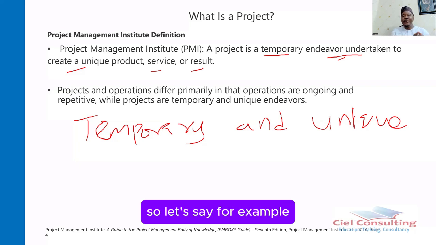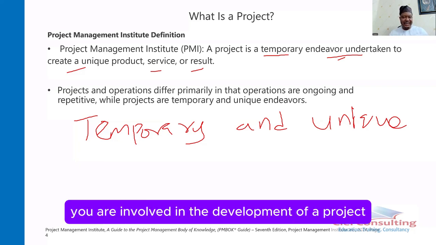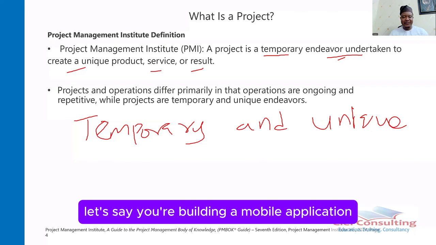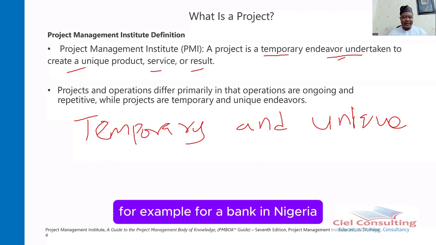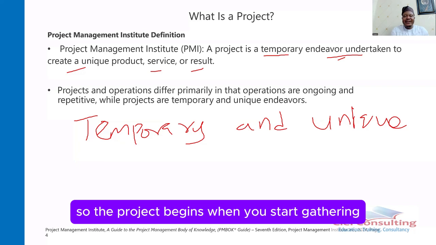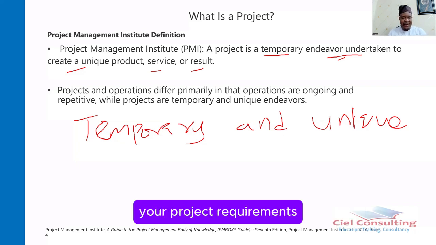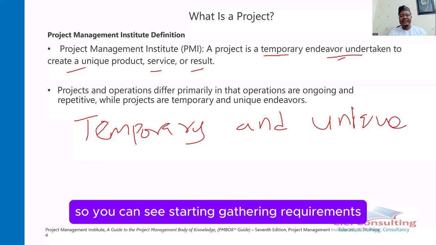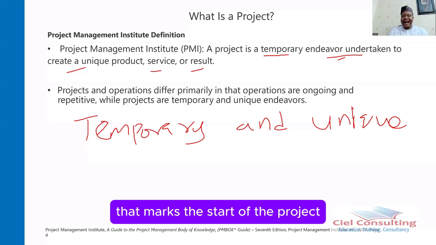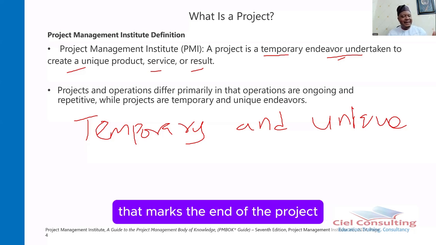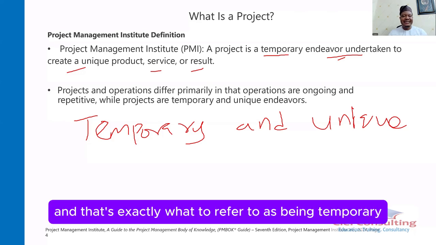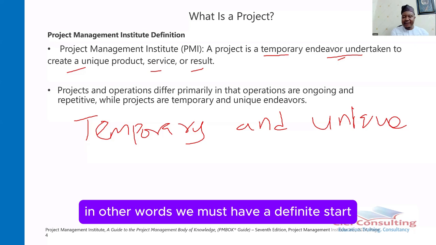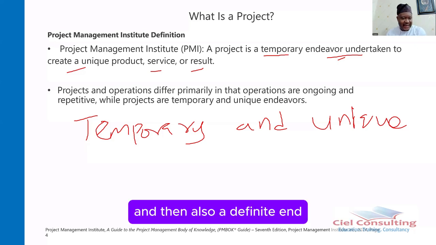Let's say, for example, you are involved in the development of a project. Let's say you're building a mobile application for a bank in Nigeria. The project begins when you start gathering your project requirements, and ends when you launch the application to the public. So gathering requirements marks the start of the project, and launching to the public marks the end, and that's exactly what we refer to as being temporary. In other words, it must have a definite start and also a definite end.